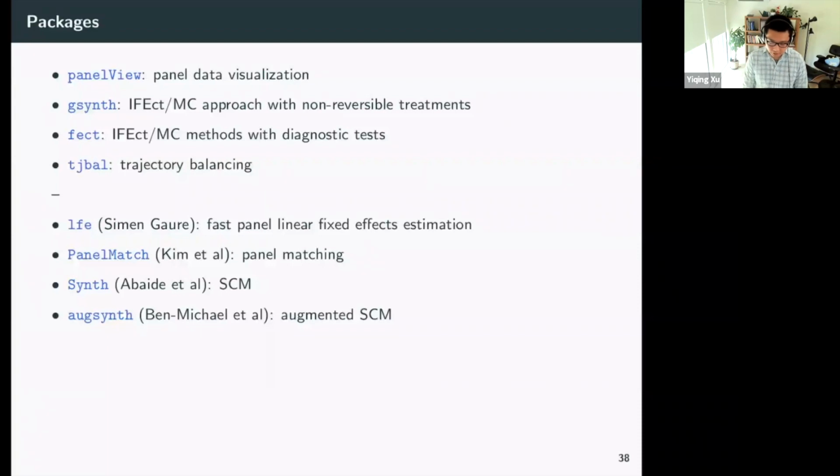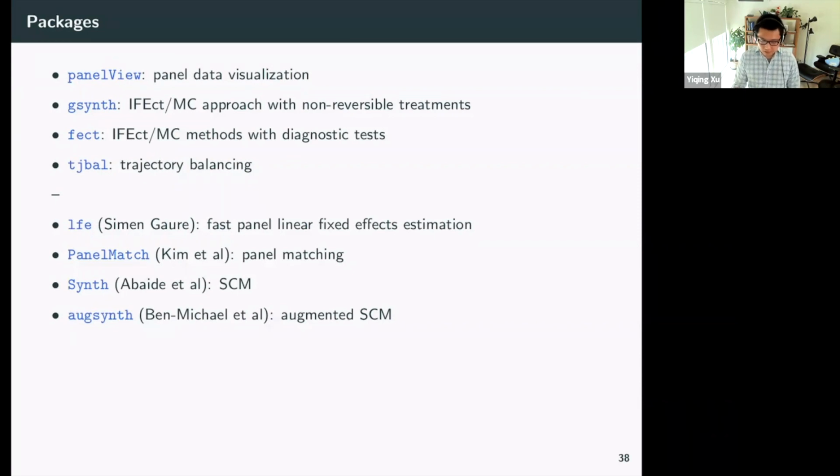I have written some packages with my collaborators: PanelView, gsynth, and synth-DID. I try to combine gsynth and synth-DID because I think these are similar things. And trajectory balancing is still at the alpha stage, a very early stage. And there are a couple of other very useful packages out there.